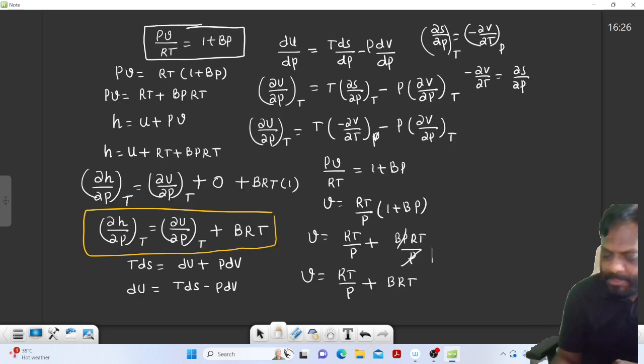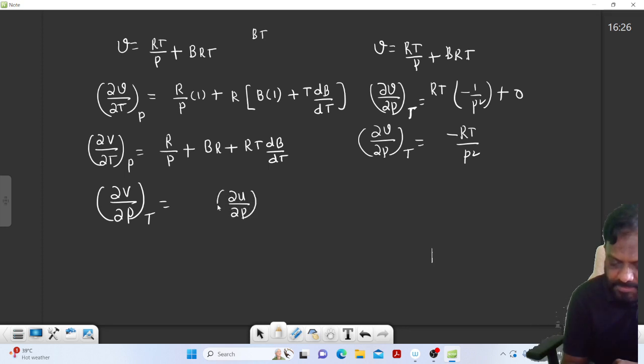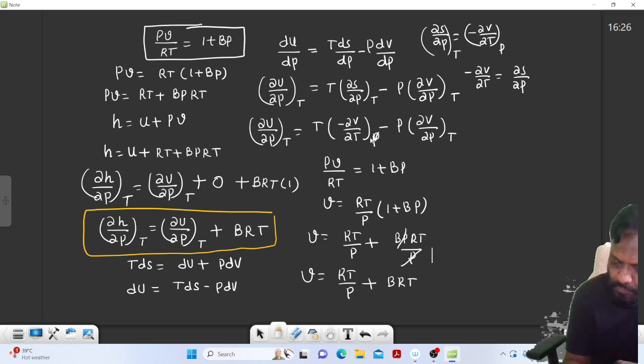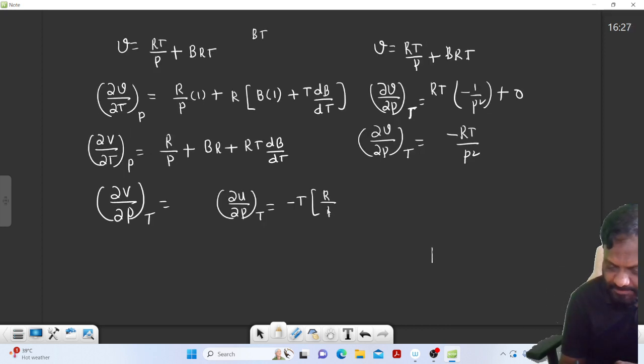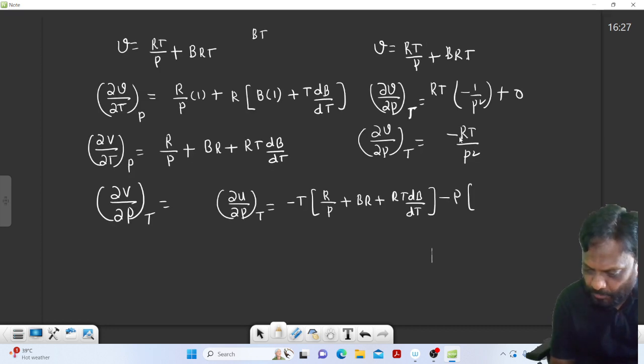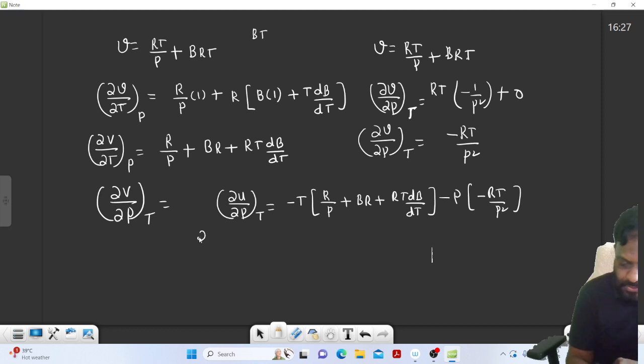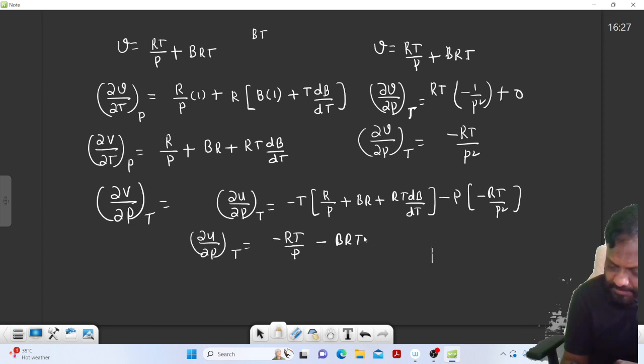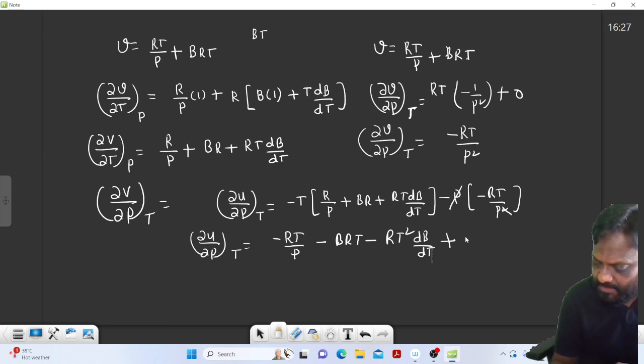Put these values. ∂U/∂P at constant T is equal to T into, or I write minus T outside, minus T into ∂V/∂T at P. It is R by P plus BR plus RT dB/dT. Then minus P into ∂V/∂P at T, it is RT by P². So ∂U/∂P at constant temperature is given by minus RT by P, taking inside: minus BRT minus RT² dB/dT plus RT.